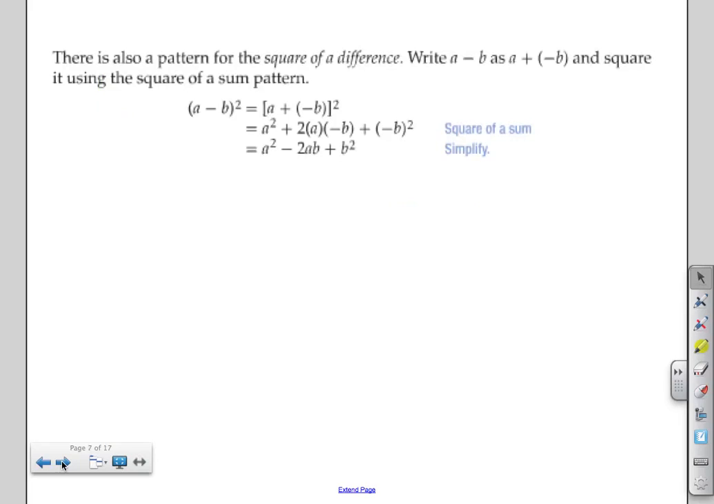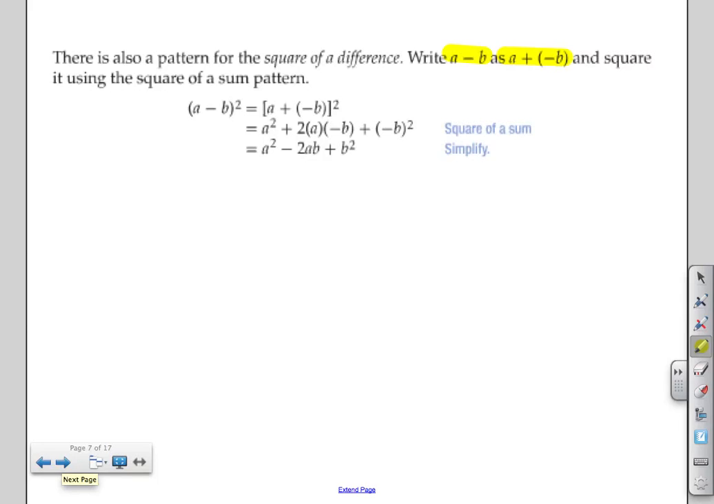All right, there's also a pattern for the square of a difference, excuse me. So meaning if we have a minus b instead of a plus b. Remember, a minus b can be written as a plus a negative b, right?